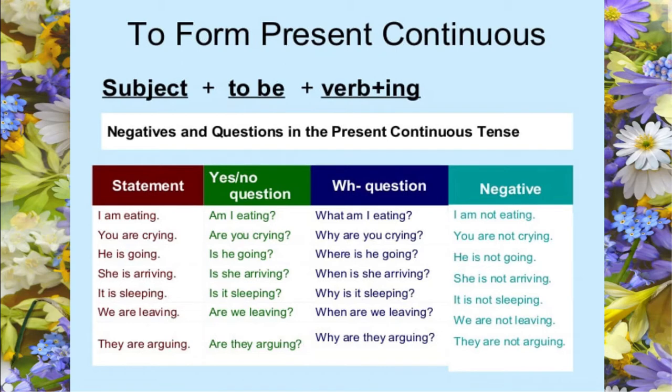He is going. Yes or no question. Is he going? WH question. Where is he going? Let's negate that statement. He is not going. Statement: she is arriving. Yes or no question. Is she arriving? WH question. When is she arriving? Let's negate it. She is not arriving.